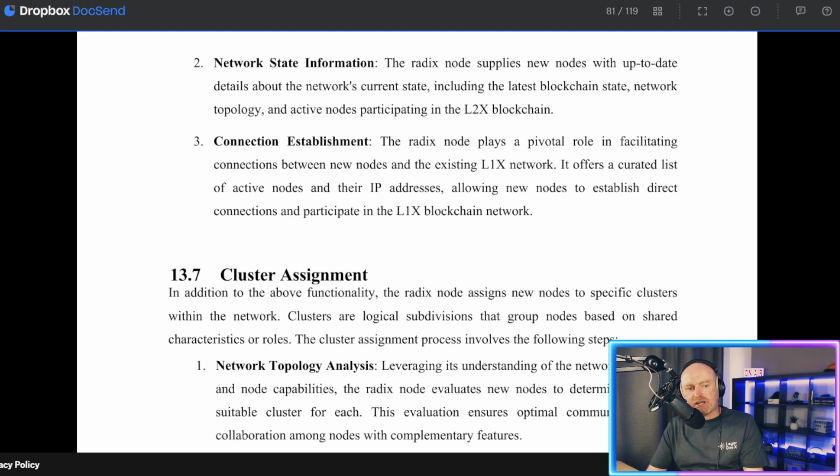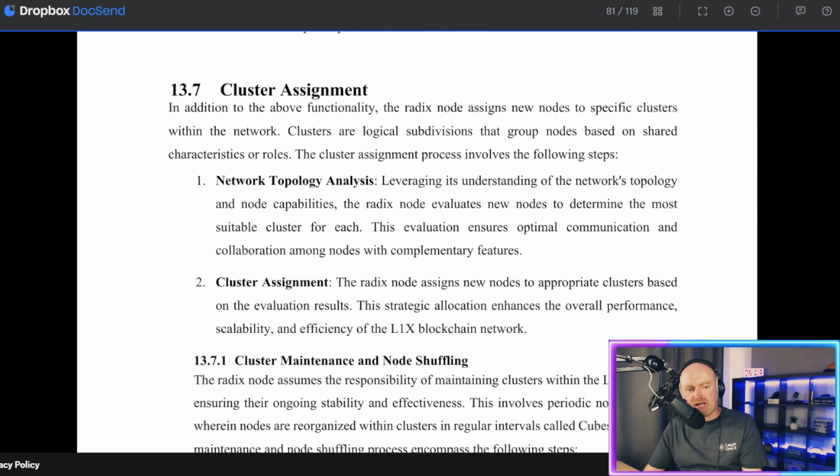Number 3. Connection establishment. The Radix node plays a pivotal role in facilitating connections between new nodes and the existing L1X network. It offers a curated list of active nodes and their IP addresses, allowing new nodes to establish direct connections and participate in the L1X blockchain network.